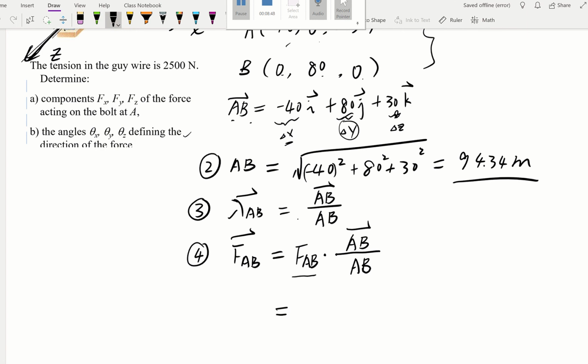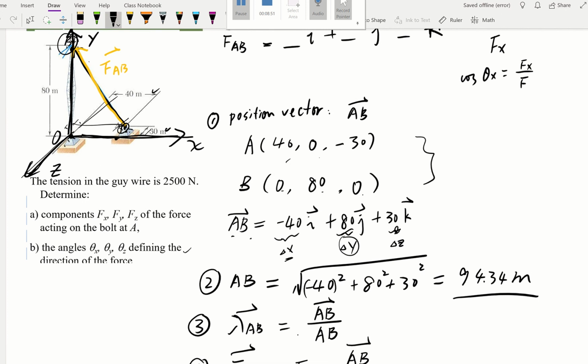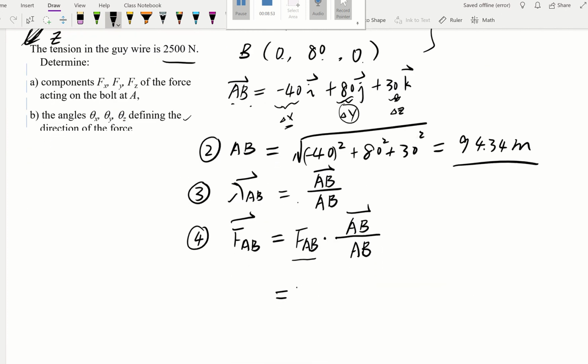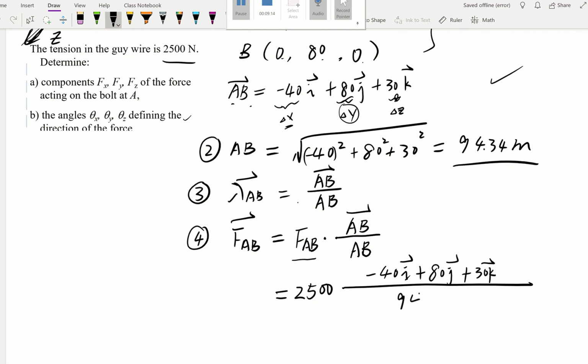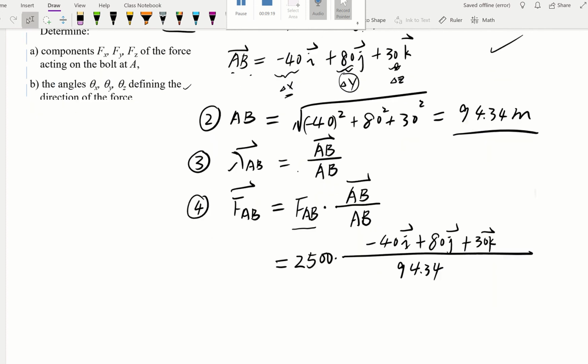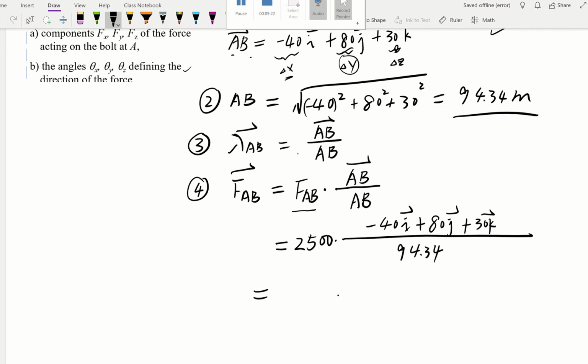Do we know the magnitude of this force? They said yes, it's 2,500 newtons. And now we also can put a direction here. The position vector, that's from our step 1 here: negative 40i plus 80j plus 30k. Our position vector distance is 94.34. Then 2,500 times all that. Then we can go ahead and figure out our i, j, k terms.